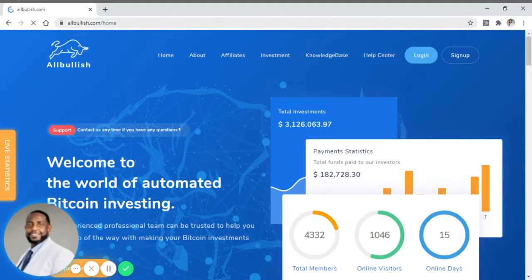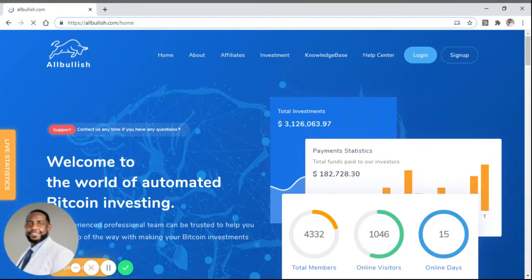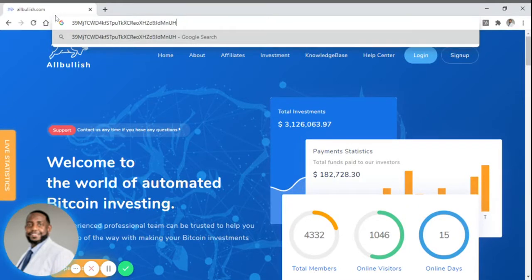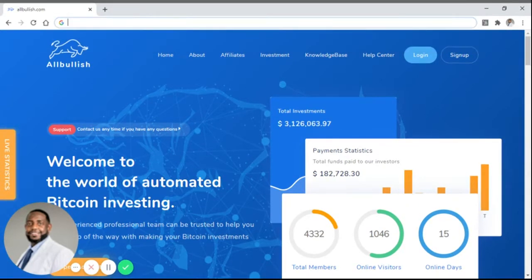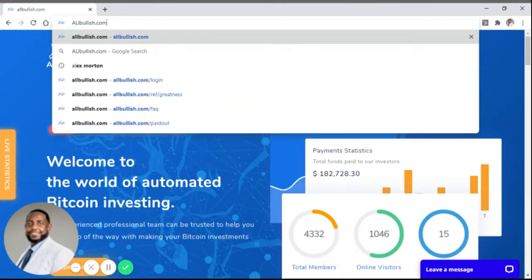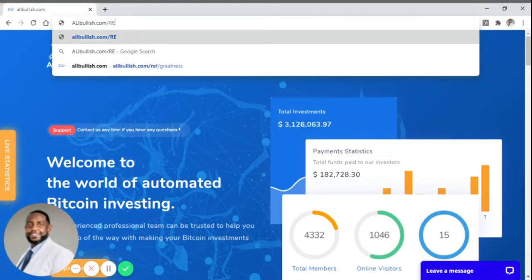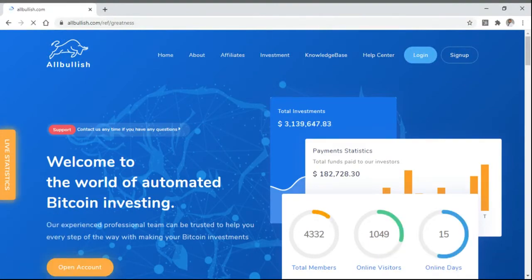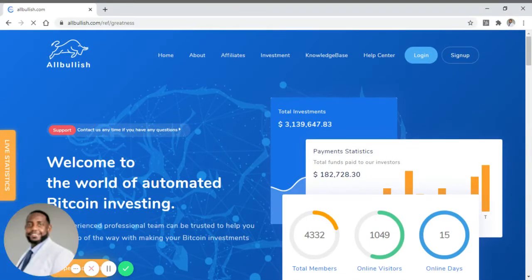So I'm going to go here and I'm going to go ahead and go to my link, right? So sorry about that. So I'm going to go to my link, and this is allbullish.com, and then it's going to /REF greatness. That's my link right there. You want to make sure that you're at your link. So I'm going to actually sign up on my link, right? Because I want to get the credit for it. It's my link. I'm doing this as a tutorial, but I want to get the credit for it.